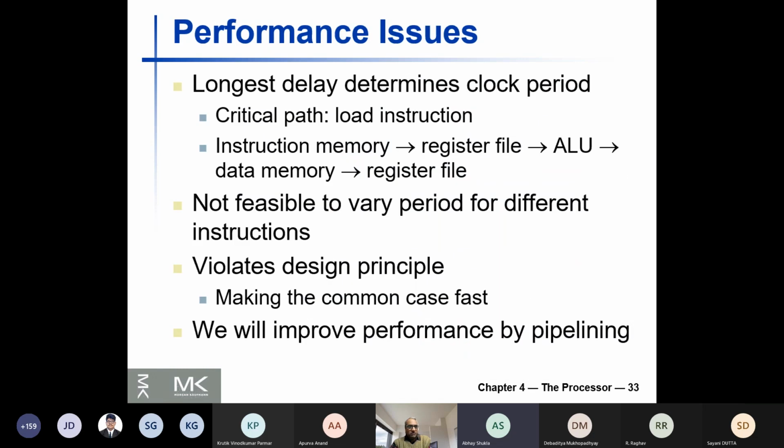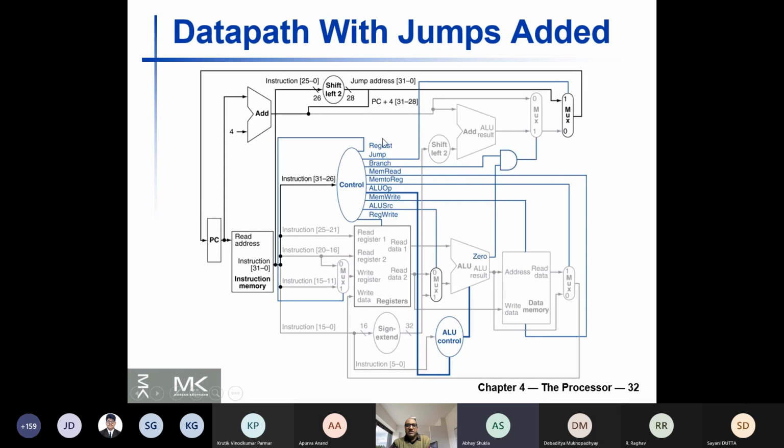So now, with the current implementation, there are certain issues. For example, if you look here, for all the instructions we are using the same data path. The same data path is used for all the instructions, whether it is a load instruction or a branch instruction or whatever. The same data path and same controller are used for all the instructions.